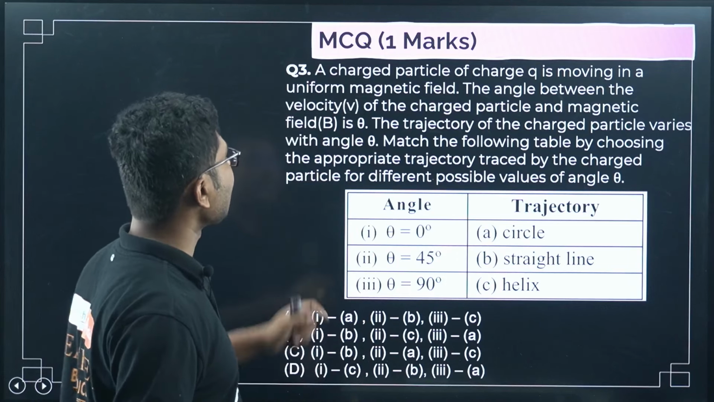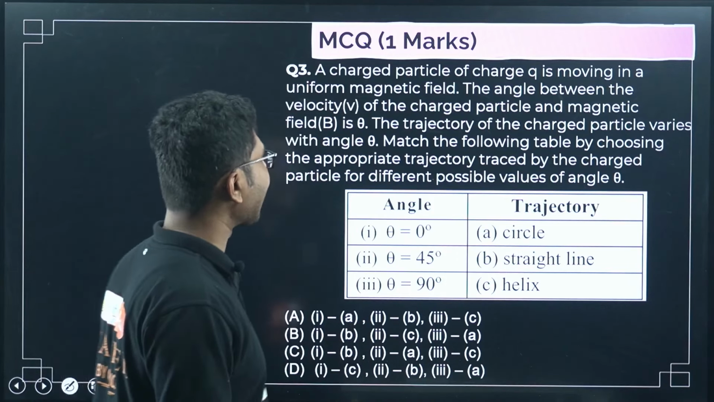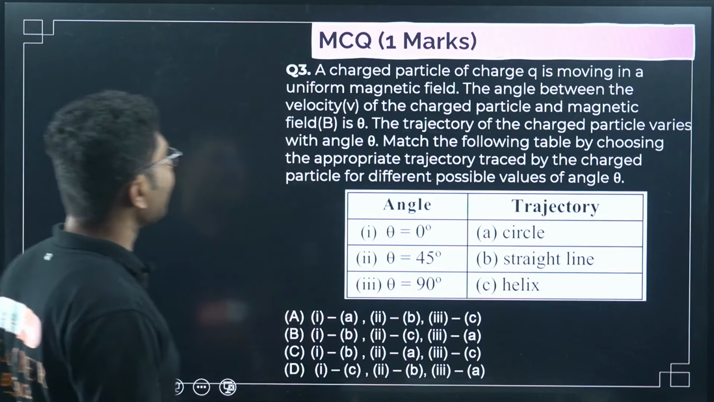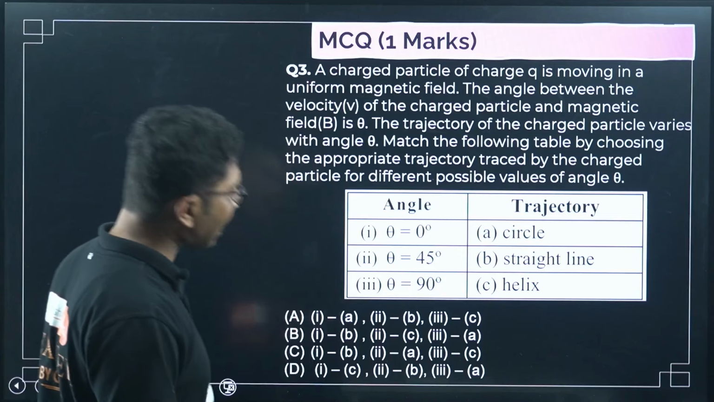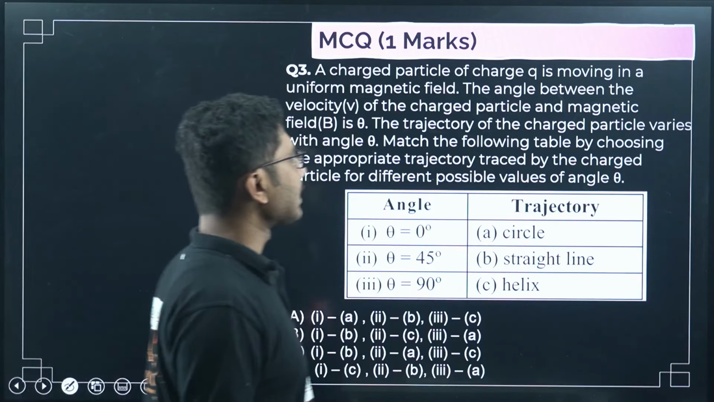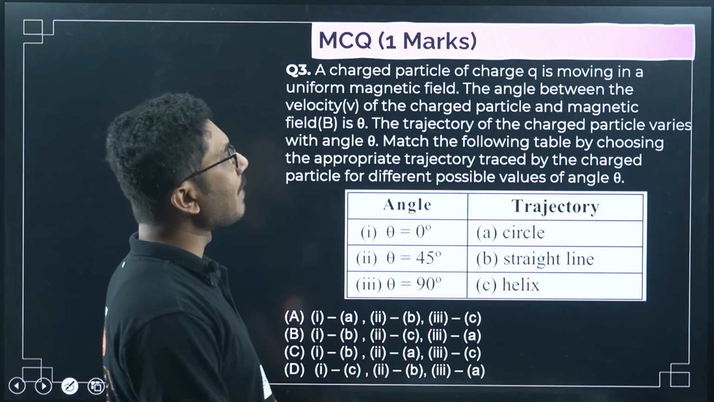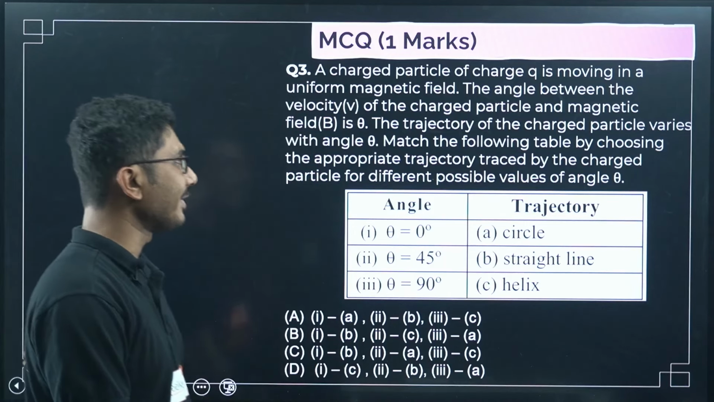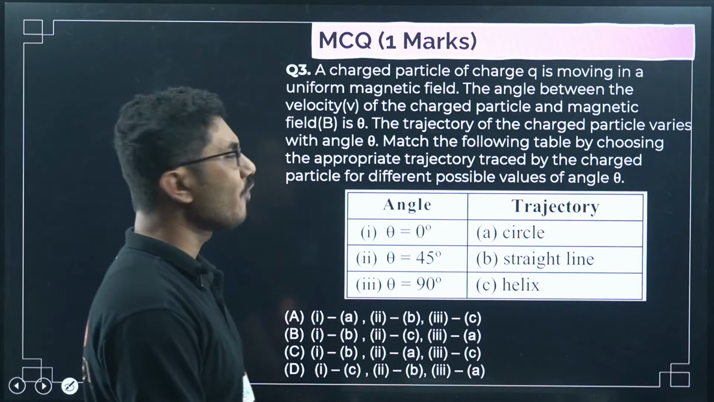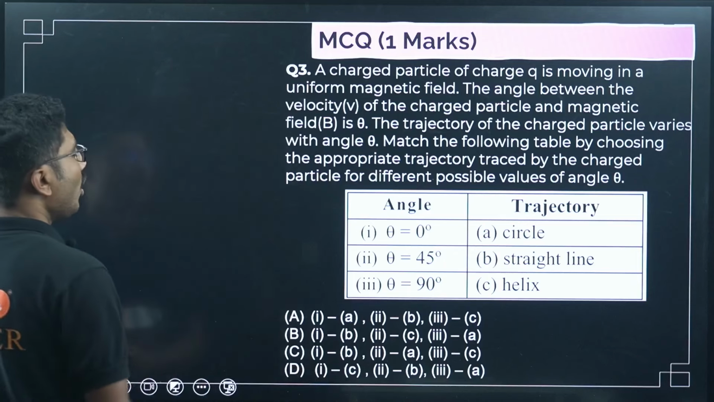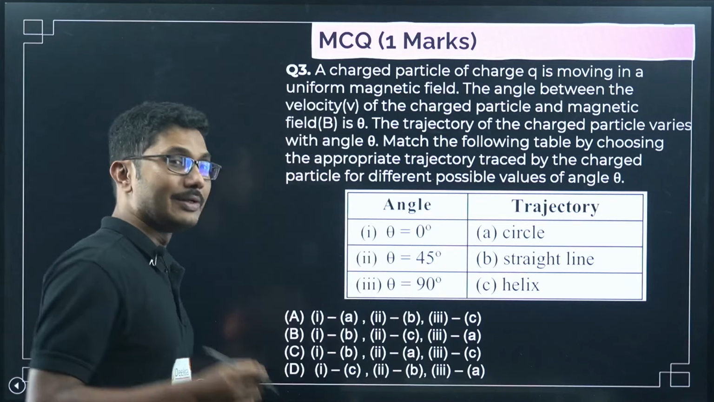Okay, what is the question? A charged particle of charge q is moving in a uniform magnetic field. The angle between the velocity of the charged particle and the magnetic field B is theta. The trajectory of the charged particle varies with angle theta. Match the following table by choosing the appropriate trajectory traced by the charged particle for different possible values of angle theta. Okay, so they have asked you to find the trajectory.